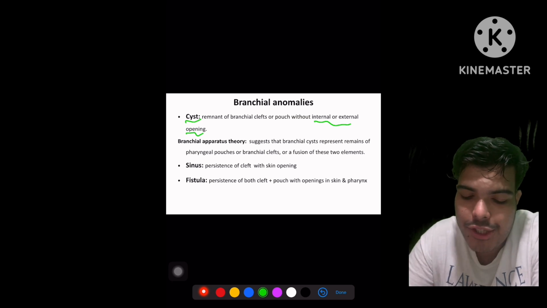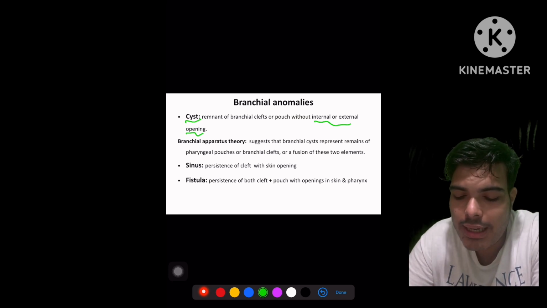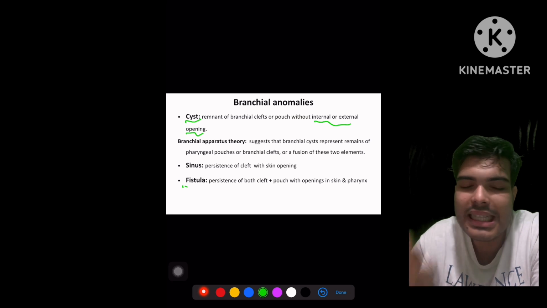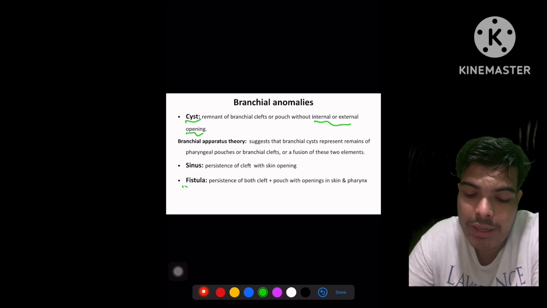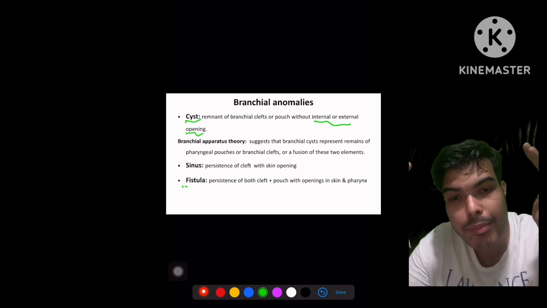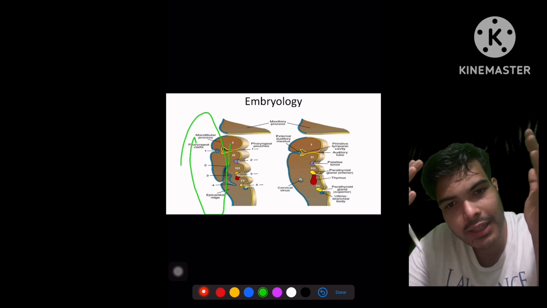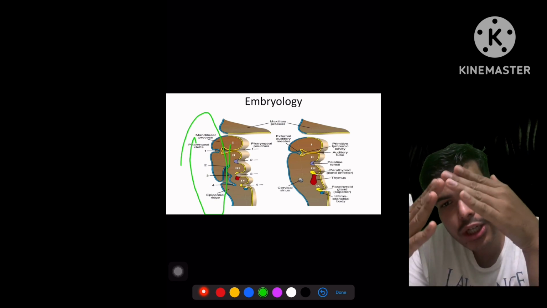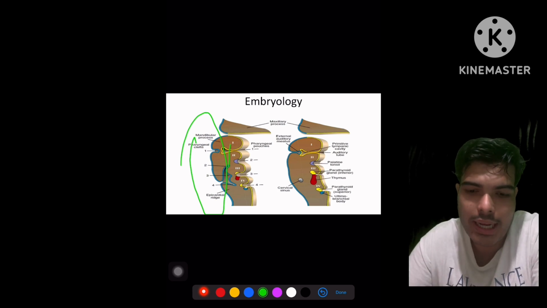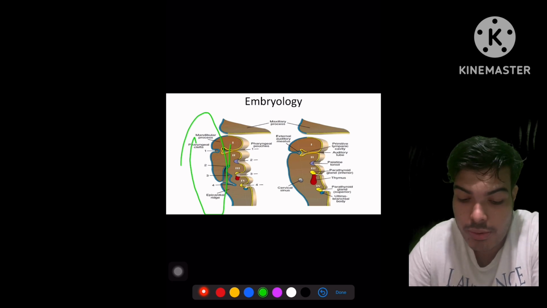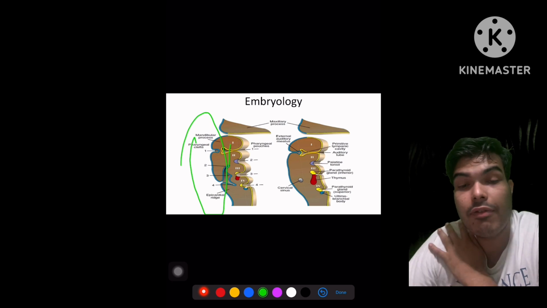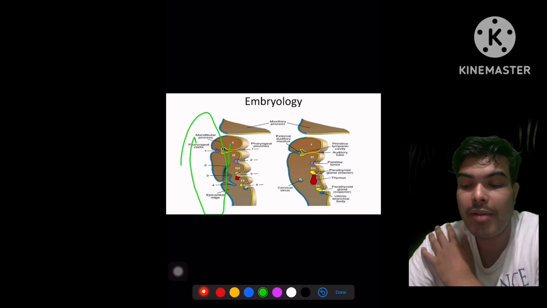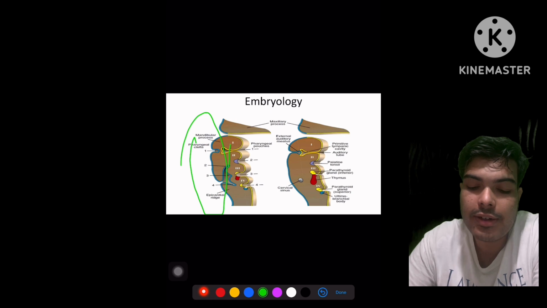And a fistula is persistence of both cleft and pouch, with opening in the skin and in the pharynx. So there's an opening towards the cleft and an opening towards the pouch, and the communication between the two is known as a fistula.